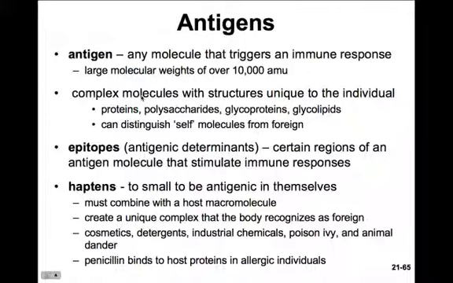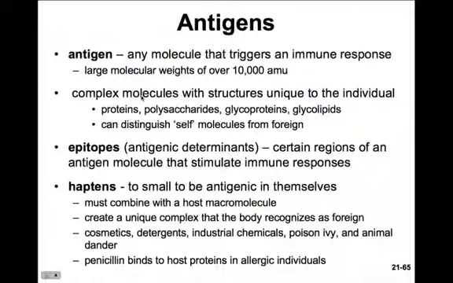So antigen molecules are obviously quite large, and they only have certain regions that are going to be recognized by antibodies. This is the epitope region. It's the specific region of an antigen molecule that stimulates the immune response. Now, haptens are antigen molecules that are way too small to be antigenic themselves. Thus, they have to combine with a host's macromolecule in order to be recognized.